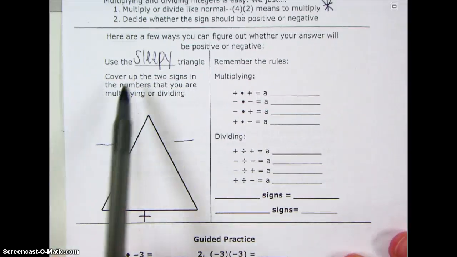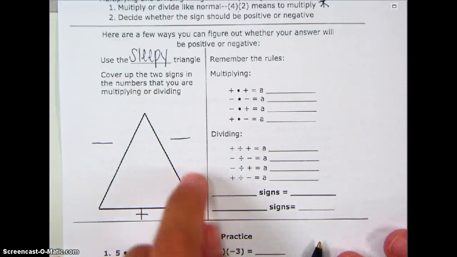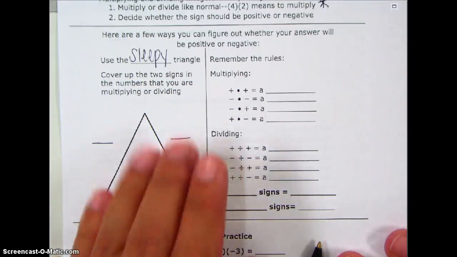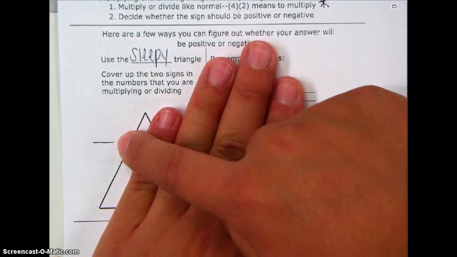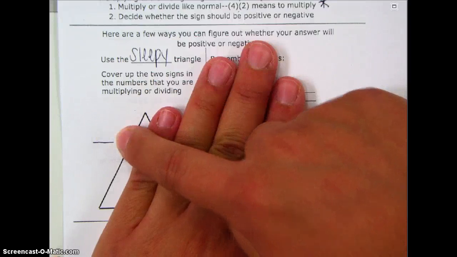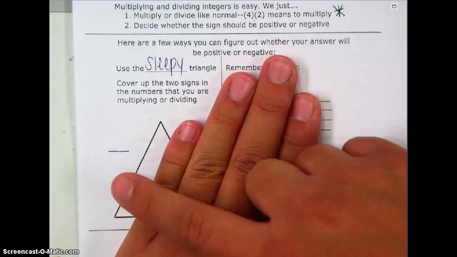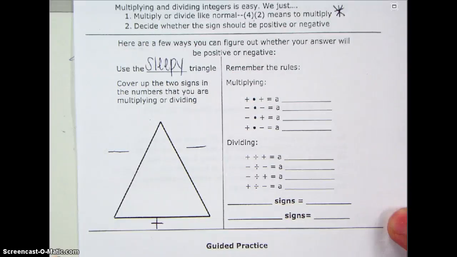The way we use it is we cover up the two signs in the numbers that you are multiplying or dividing. For instance, if I had -2 times a +2, I would cover up both my positive and negative, and that would tell me that my answer is going to be negative. So again, a -2 times a +2 would give me a negative answer. You can use the sleepy triangle to help you if you draw it out on your homework assignments, on your in-class assignments, or even on your test when we take a test over multiplying and dividing integers.